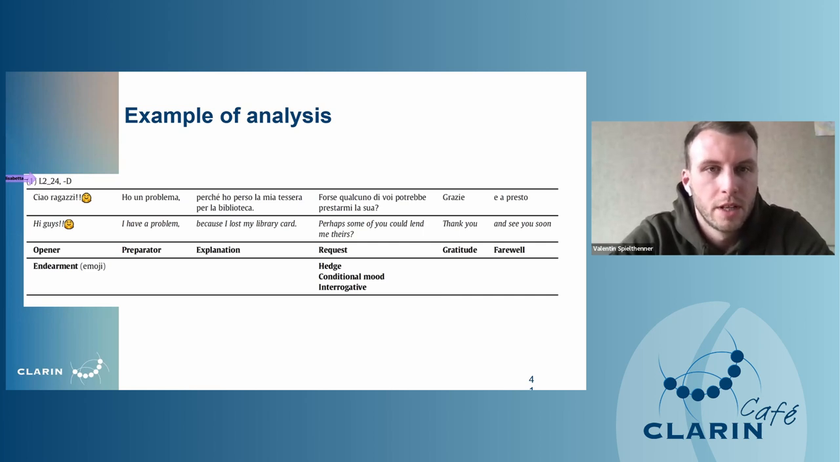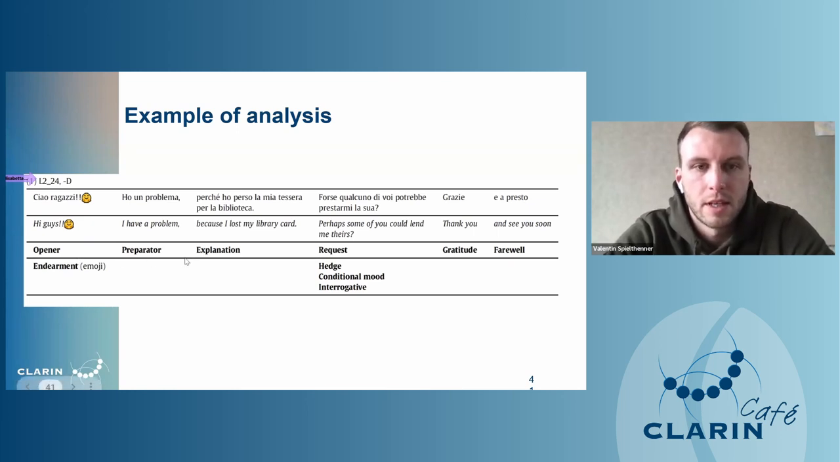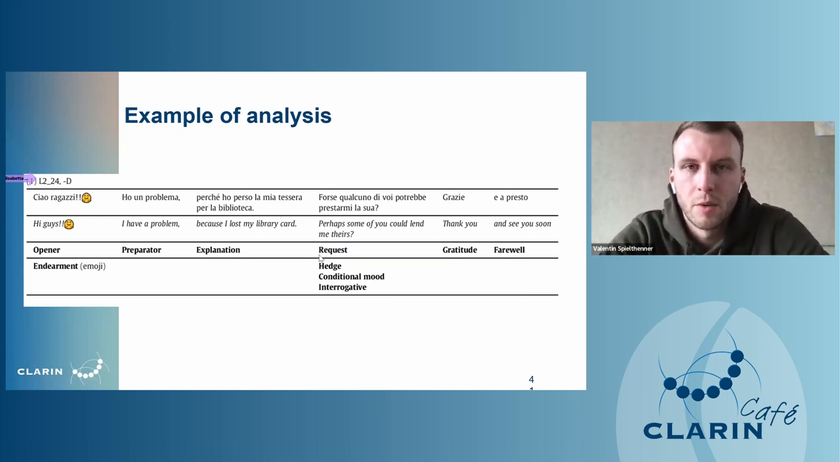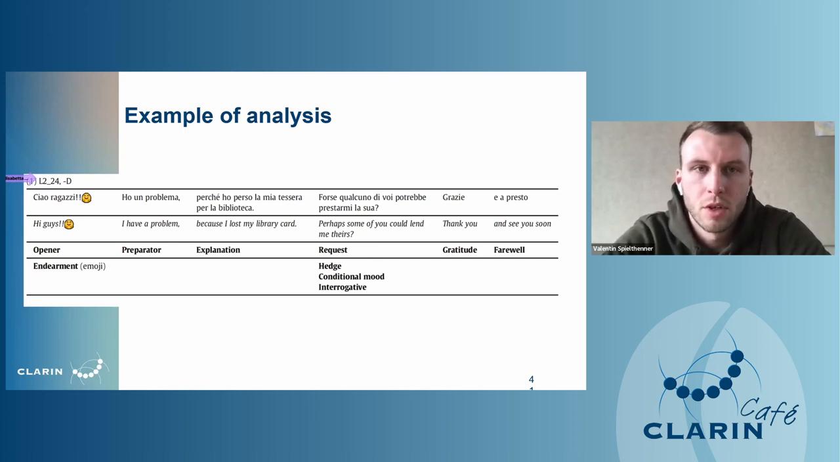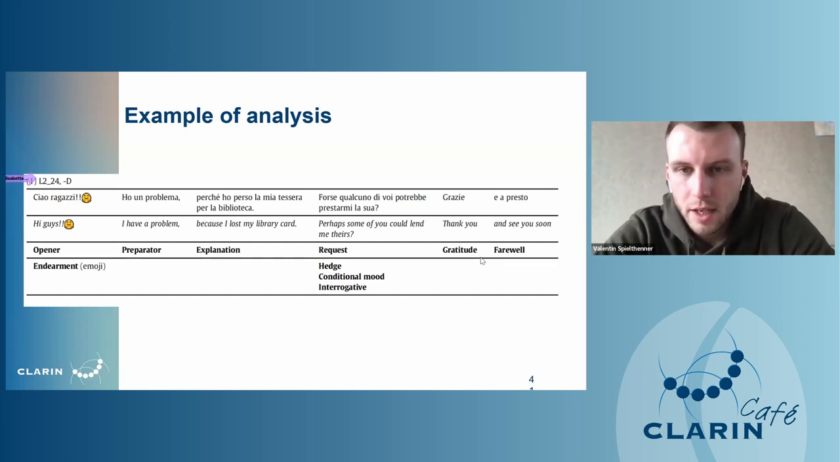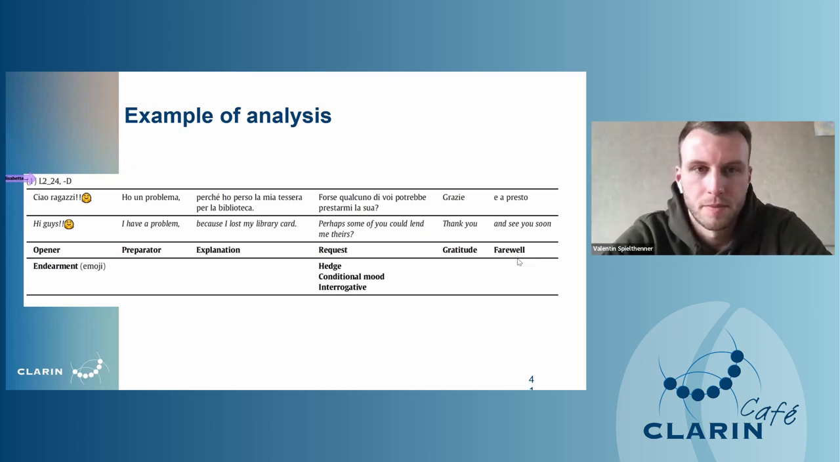So, "Hi guys" would be the opener of the message, which is also a modifier, this form of endearment in combination with the emoji. Then "I have a problem" can be seen as a preparator for the next one, the explanation, because I lost my library card. And now the request itself, which contains hedging with the form "perhaps" or the conditional mood "could". And also, as I said before, this request is stated as a question, so the interrogative. And towards the ending of the message, this gratitude form, "thank you", and a farewell, "see you soon".